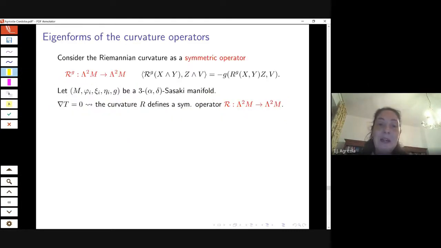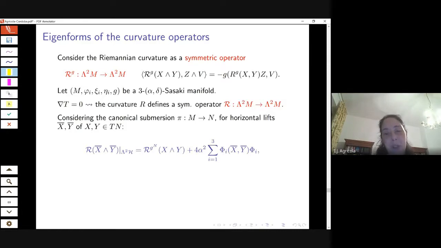If you have 2 or 3 minutes, I will give you a very slight idea about the other application, because I believe this is something people might be interested in for totally other questions, namely curvature operators. The Riemannian curvature, we know, is a symmetric operator on 2-forms, right? Now, if a metric connection with skew torsion has parallel torsion, then the curvature of this connection with torsion is again a symmetric operator. If we look at our canonical submersion, then we can relate the curvature operator on the big manifold to the curvature operator of the base, and we have control over the difference term.